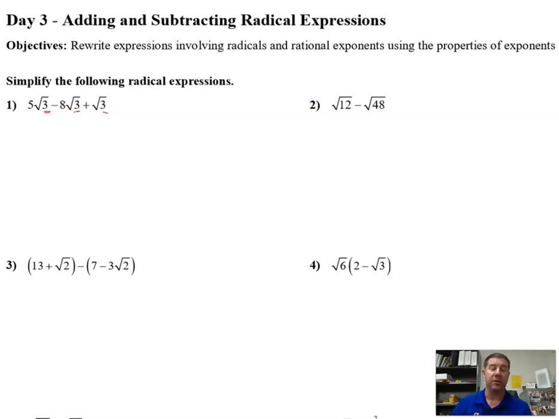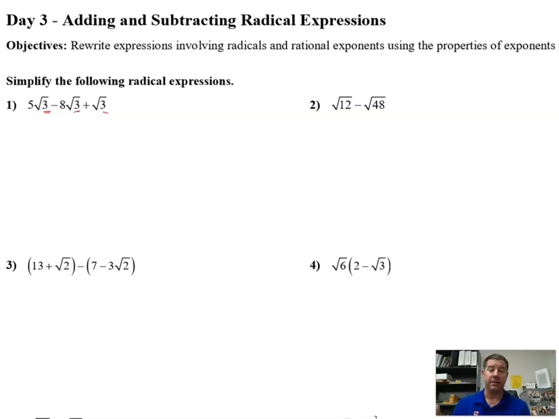Because if they're all square roots and they have the same number on the inside, the same radicand, we can actually combine them together. If they were different types of radicals, like one's a square root, one's a cube root, you can't put those together. Or if they had different numbers on the inside, then you're not able to combine them. Okay? So basically think of these things like terms. We need to be able to add and subtract like terms, with the same variable. And so same thing with radicals. They have to look the same.